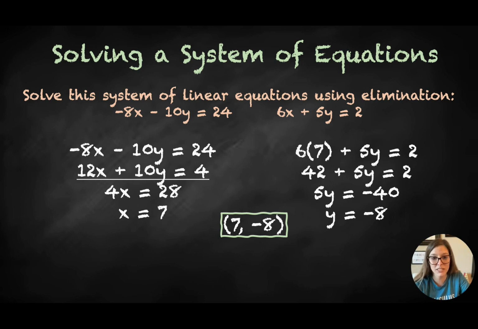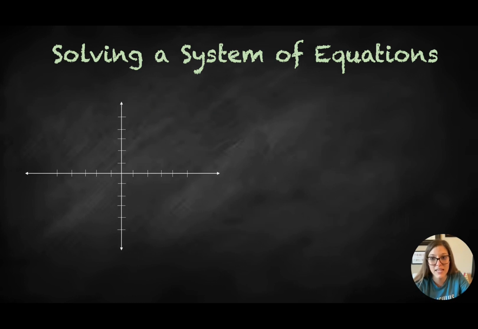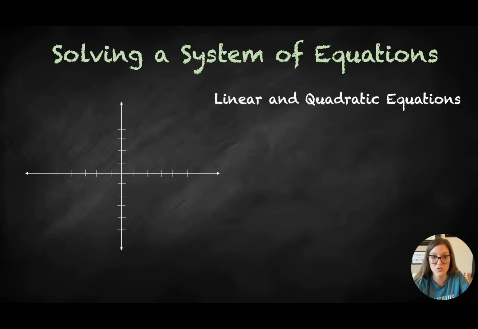A system of equations does not always have to be a system of linear equations. Sometimes you can have both linear and quadratic equations or other types of polynomials as well. So I'll show you an example that uses a quadratic equation. Let's start with the simplest quadratic equation, y equals x squared, and then for our linear equation, we'll use y equals negative 1/2 x plus 2.